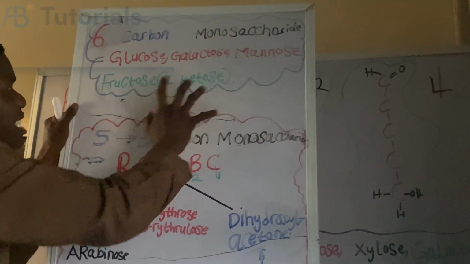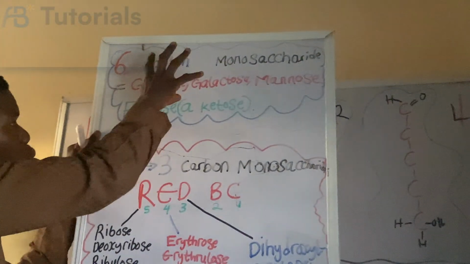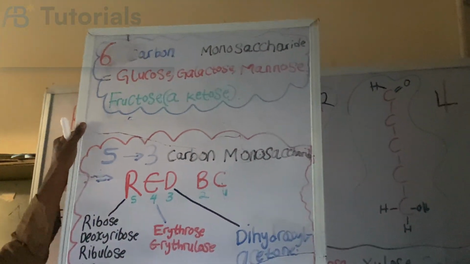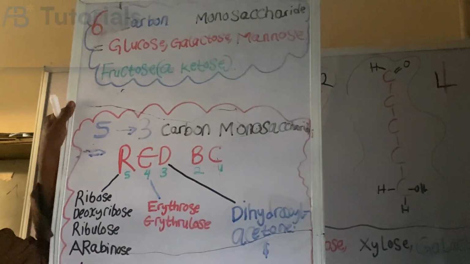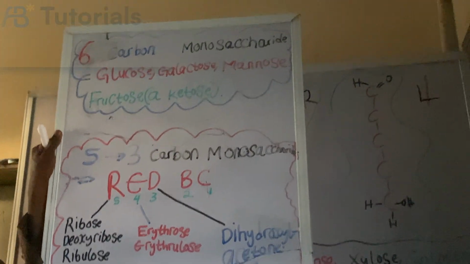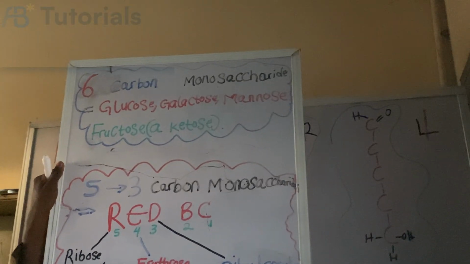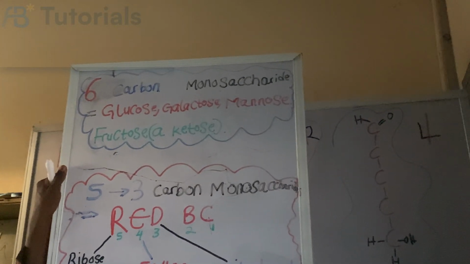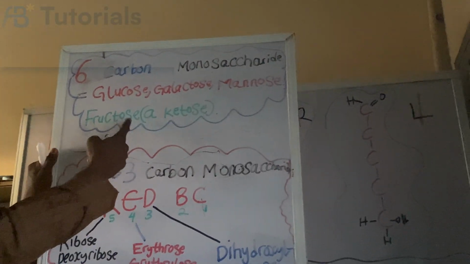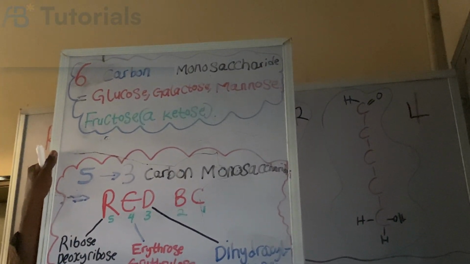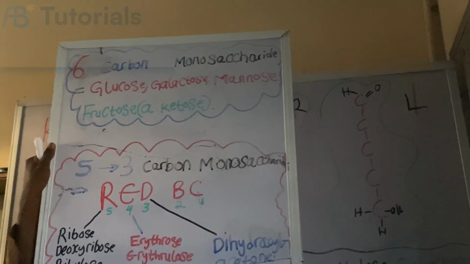All these four are monosaccharides with six carbons. But glucose, galactose, and mannose are all aldoses, because they have the aldehyde functional group at the end of the chain. Fructose, on the other hand, is a ketose.